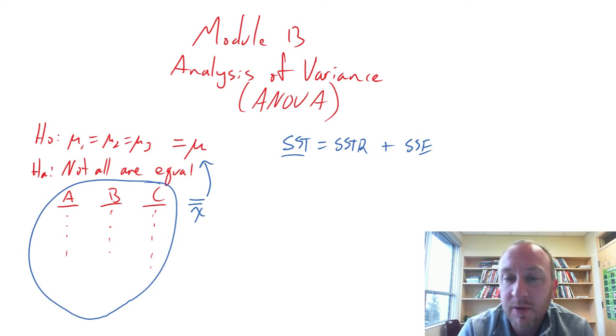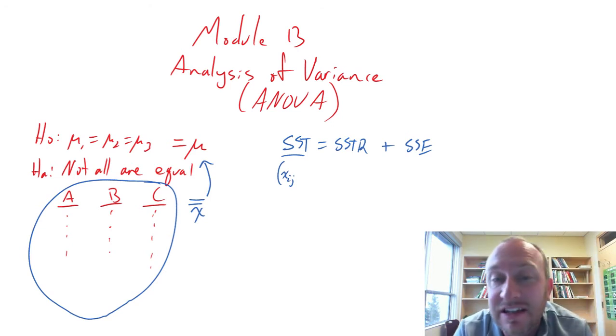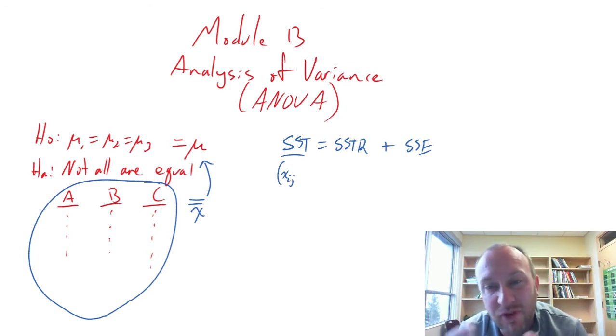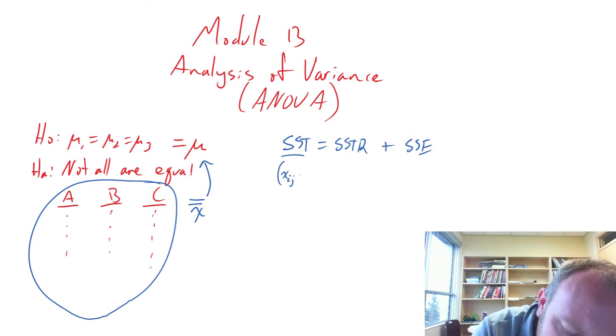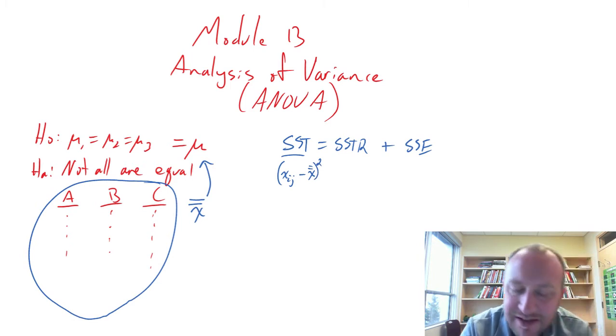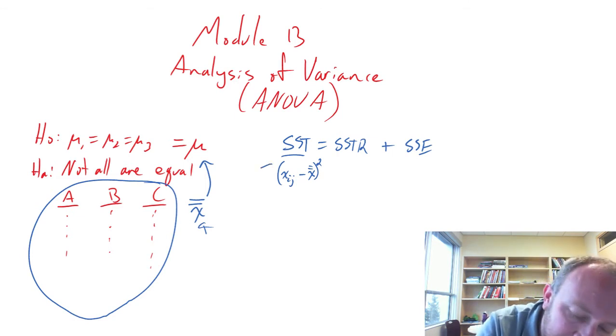So sum of squares total is really a similar calculation to what you've seen before. The formula is going to look a little bit more complex, but you'll see that it's nothing really different from what you've done before. So this is the difference between individual observations and this grand mean, and then we add those up across all observations.